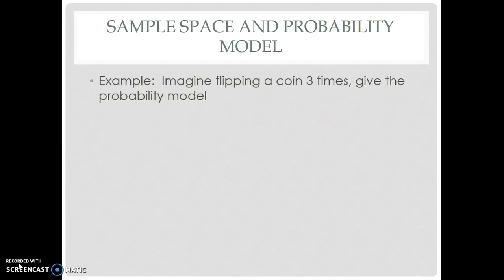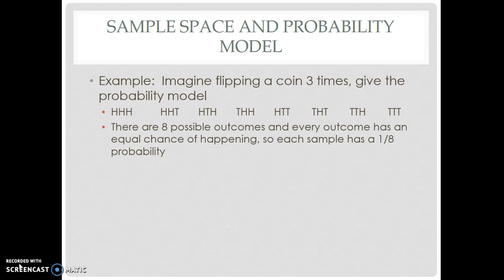Okay, so here's an example. Imagine flipping a coin 3 times. Can you give the probability model? Well, this would be the sample space. You can get 3 heads. You can get 2 heads and a tail: head, tail, head; tail and 2 heads. A head and 2 tails: tail, head, tail; 2 tails and a head, or 3 tails. Those are all the different things that can happen when you flip a coin 3 times.